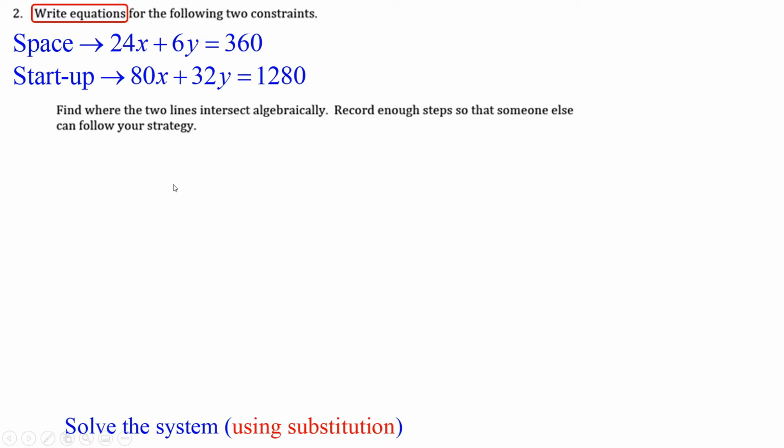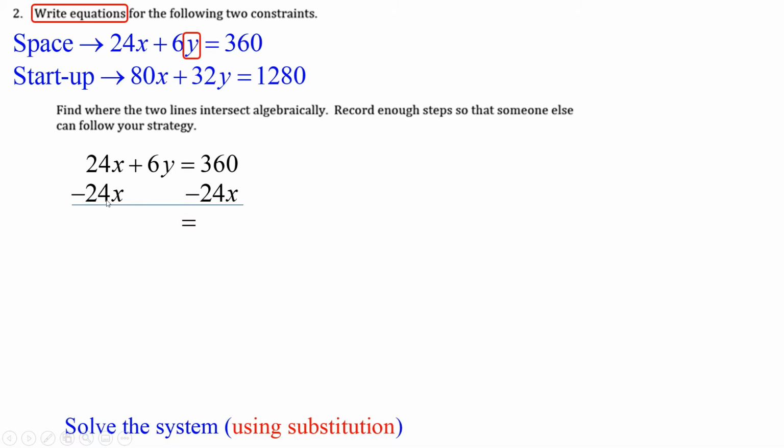So substitution, this one, like the last time we used substitution, we had 2 equations in slope-intercept. So we just set y equal to y, and we solved. Now here, if we're going to use substitution, we're going to have to first take one of the equations and solve for one of the variables. So why don't we take our space equation and solve for this y? So 24x plus 6y is 360. If we're going to isolate this y right here, we could subtract the 24x's first and bring down our equals.